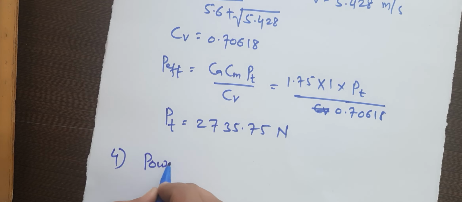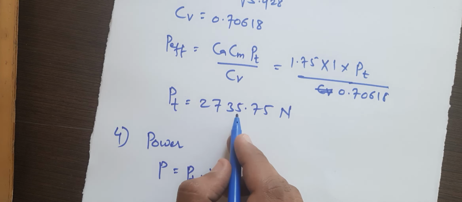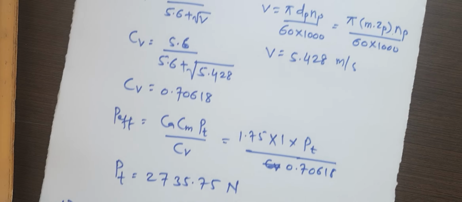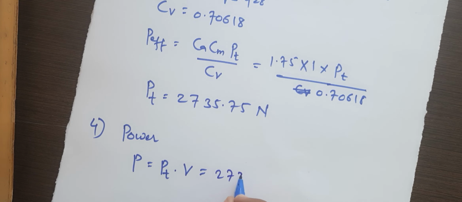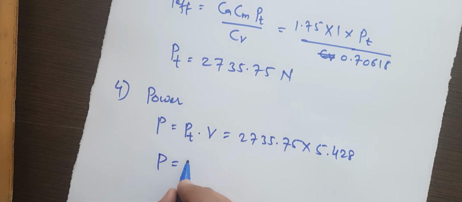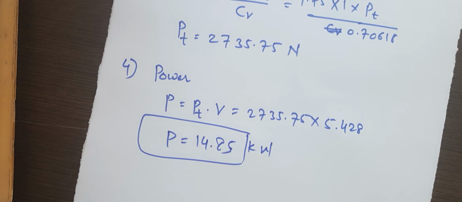Then the fourth term is power. We need to calculate power, which is equal to force into velocity. Here force is the tangential force PT, 27355.75 Newton, into velocity, which we have calculated as 5.428. Multiplying 27355.75 by 5.428, you will get power as 148.5 kilowatt. In this way you have to complete the example. Okay, thank you.